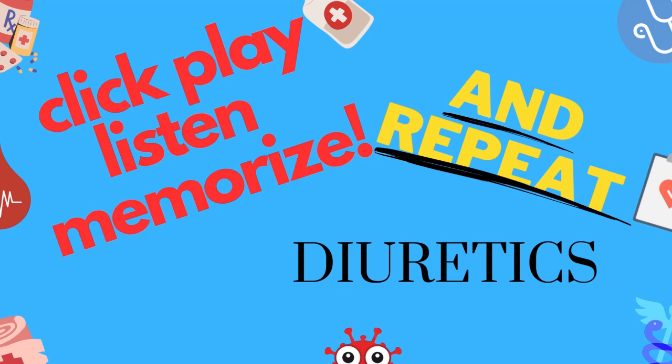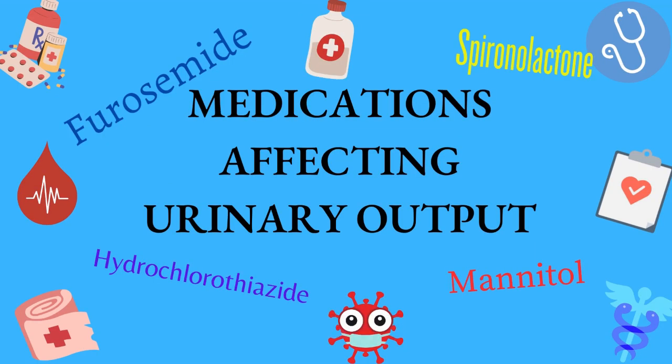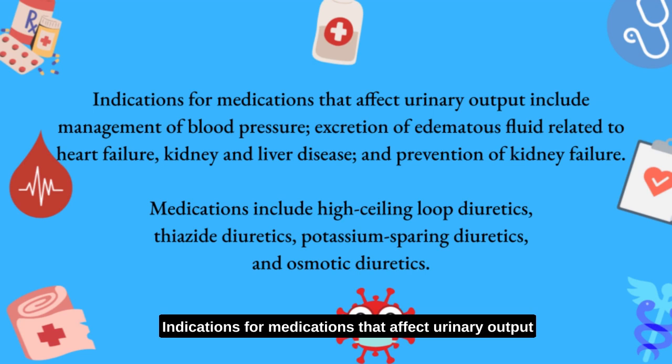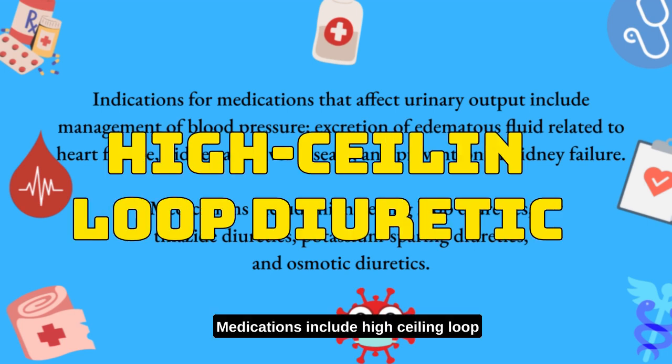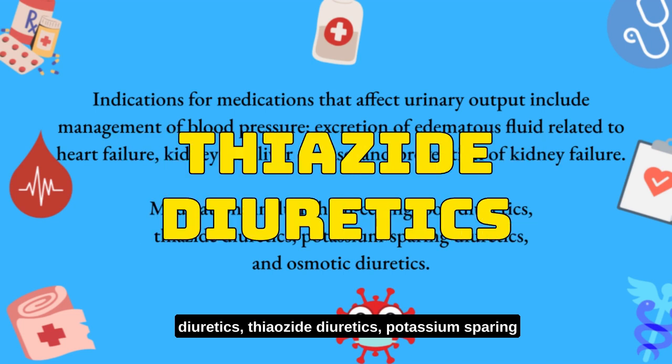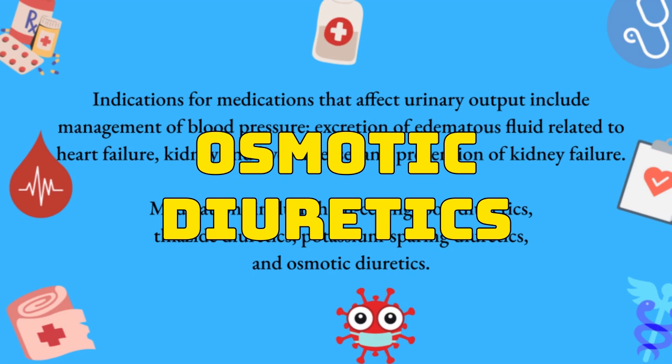Diuretics. Welcome to medications affecting urinary output. Indications for medications that affect urinary output include management of blood pressure, excretion of edematous fluid related to heart failure, kidney and liver disease, and prevention of kidney failure. Medications include high-ceiling loop diuretics, thiazide diuretics, potassium-sparing diuretics, and osmotic diuretics.